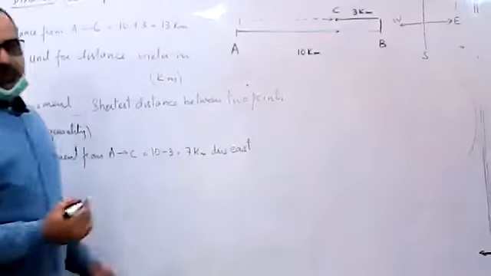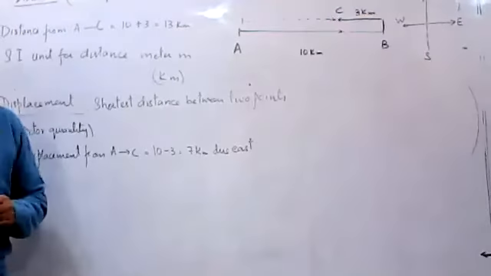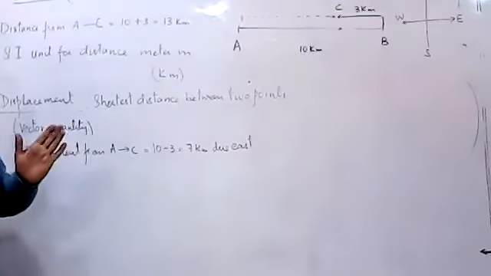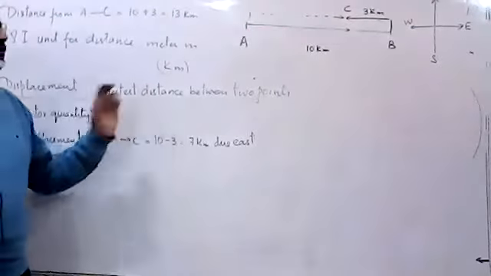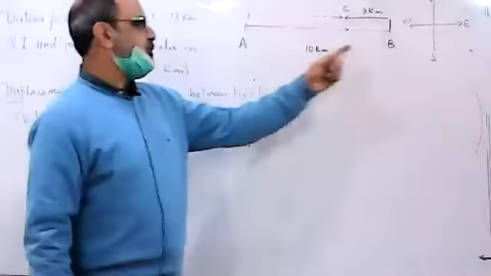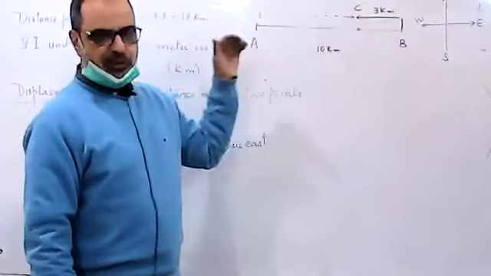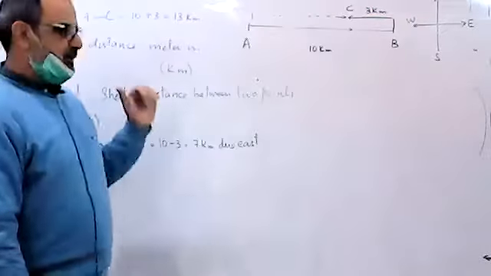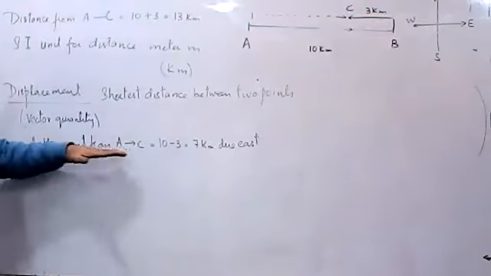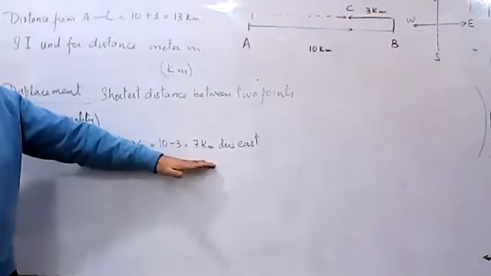So remember, displacement is a vector quantity. So we have to consider the direction in case of displacement. And it is the shortest distance. The shortest distance won't be from A to B and then B to C. In case of displacement, you will be traveling directly from A to C. So displacement from A to C is 7 kilometer.